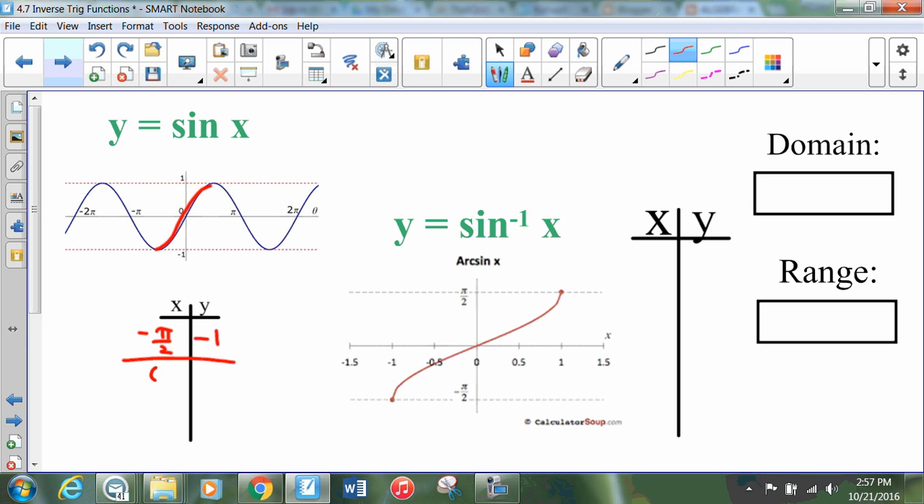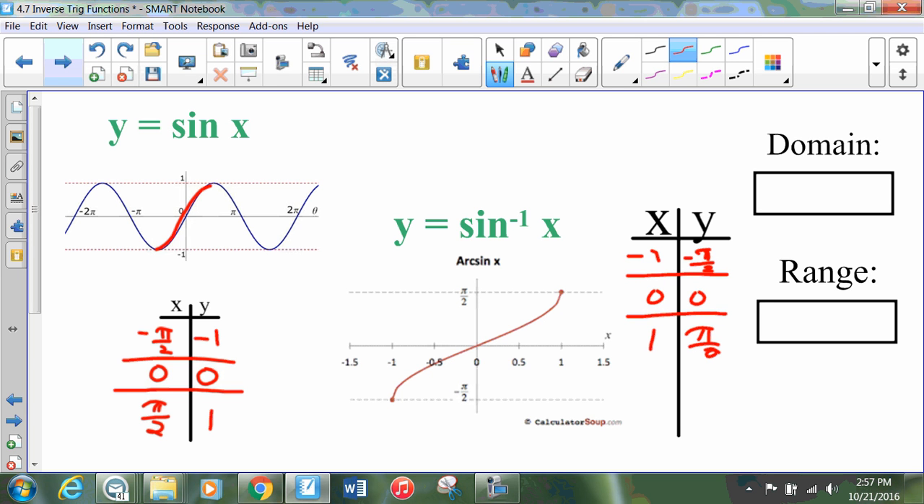And then we'll look at 0, and sine is 0 at 0. And then we'll look at pi over 2, and sine is 1. So if we're going to get that information from the sine graph, and to do the inverse sine graph, we're going to take that table and we're going to flip it. So our inverse sine graph will have these points.